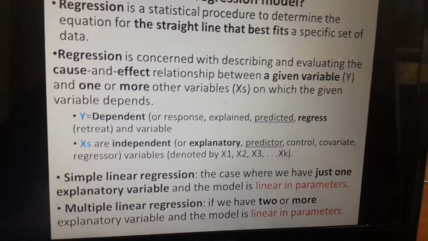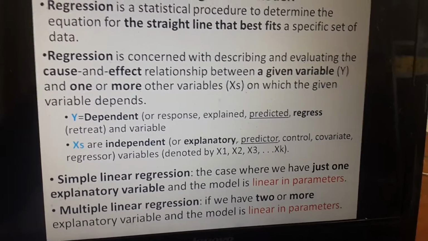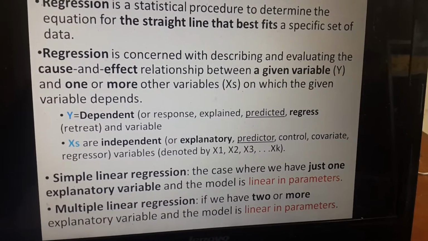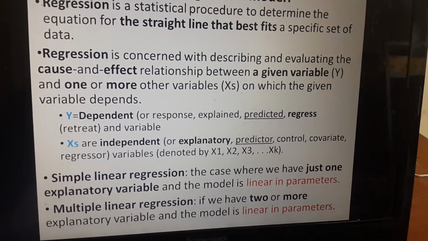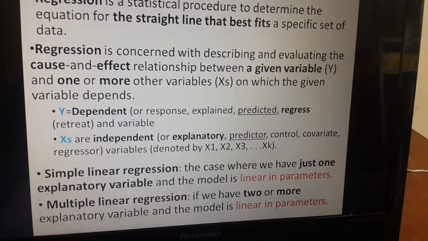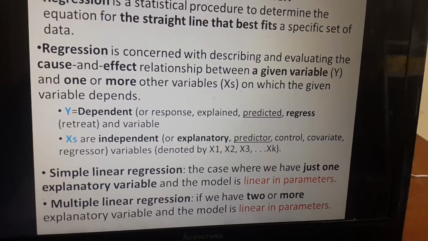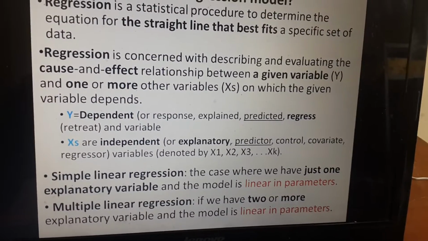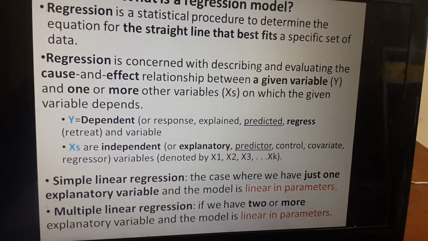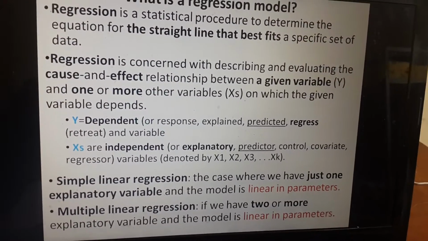As you see here in the bottom part, simple linear regression is a case where we have just one explanatory variable and the model is linear in parameter. That means there is one dependent variable and one independent variable. Whereas in multiple linear regression, we have two or more explanatory or independent variables, as mentioned above. But the model is linear in parameter as well.